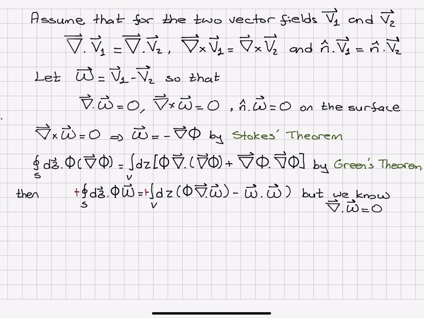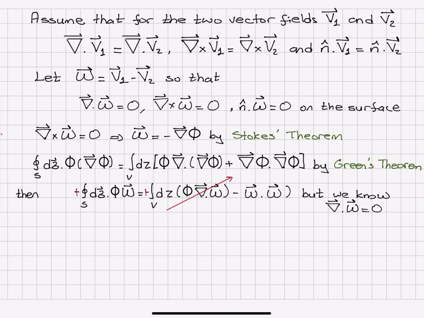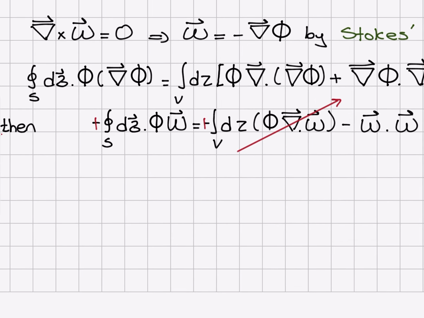Okay, so that means this term is going to disappear. So that term is zero. All right, so we're left with the closed surface integral d sigma, so we can take phi up front, phi d sigma dot w.